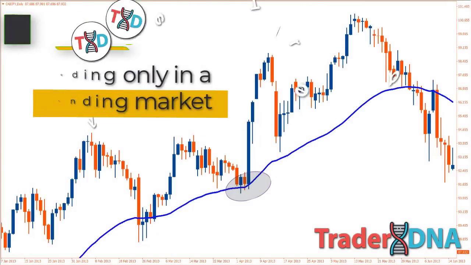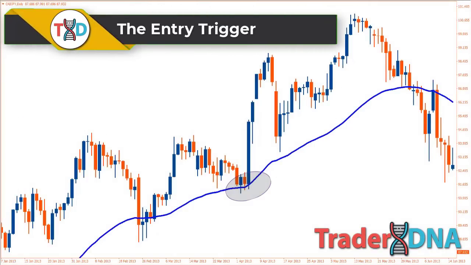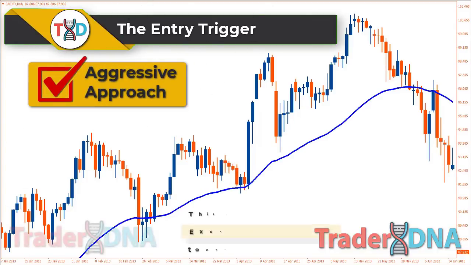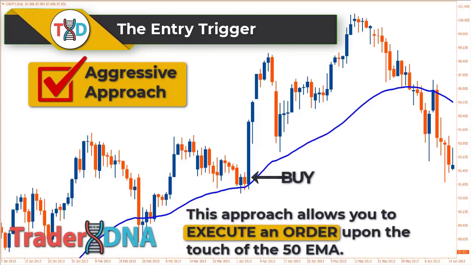The entry trigger. Now that we know the dynamics of the system itself, let's look at the two ways that I believe you can trade this method, ranging from a conservative approach to an aggressive one. The aggressive approach. This approach allows you to execute an order upon the touch of the 50 EMA.